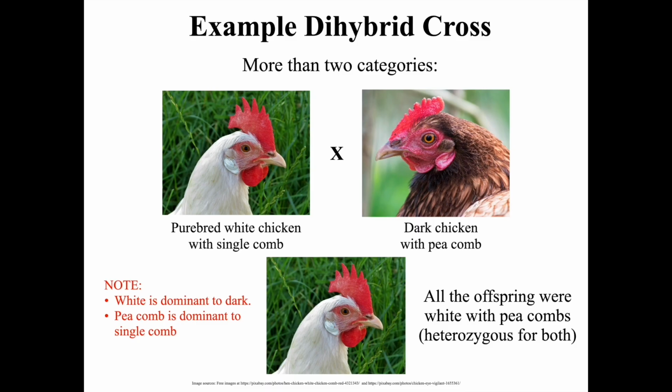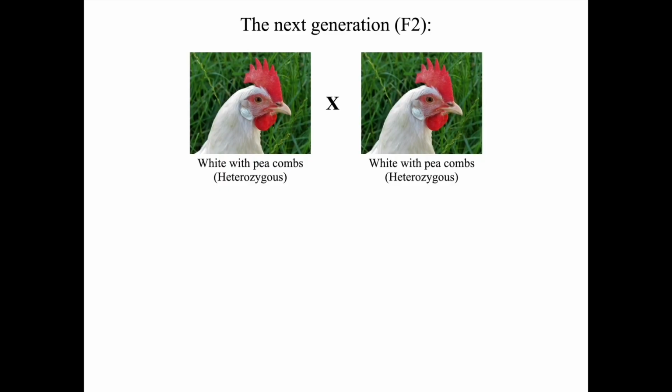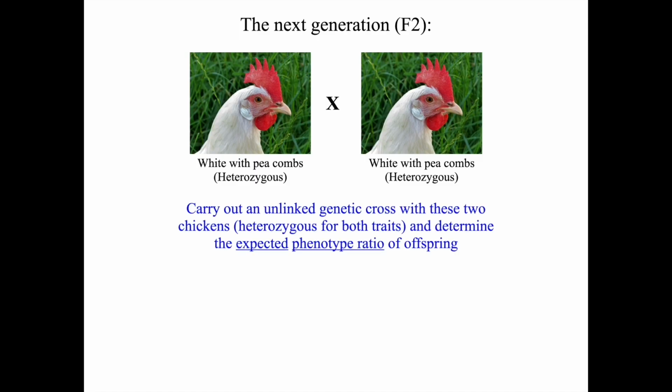I would encourage it. Now if we look at the next generation, we're going to take the offspring, which are the white with the P-combs, heterozygous for both. Now we want to use this to carry out an unlinked genetic cross with these two chickens, heterozygous for both traits, and determine the expected phenotype ratio of the offspring. This is excellent practice for you to practice a dihybrid cross. So pause the video at this point and carry out a dihybrid cross.